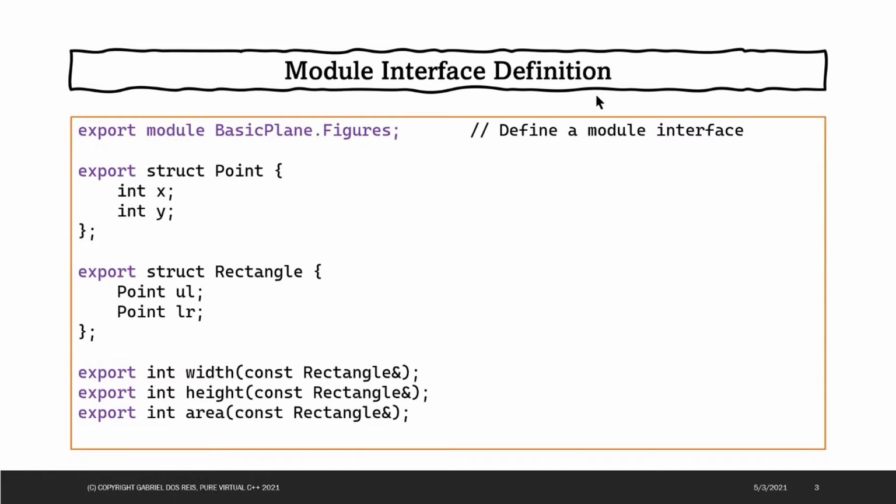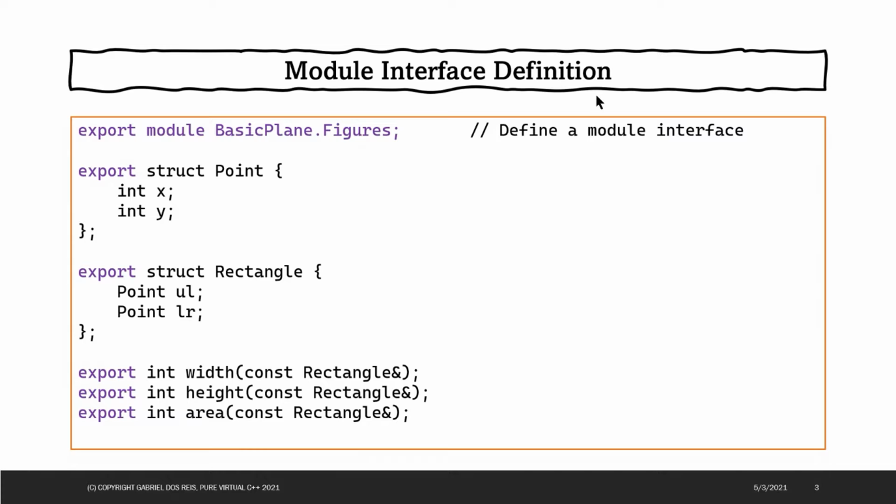Essentially, they're language constructs that allow you to clearly specify the interface of your components. So here, I have a basic component that gives you a rectangle. I call it module basic plane figures. You have a point, a rectangle, and then we have utility functions that give you the width, height, and area of a rectangle. So with modules, you can just specify directly what is needed for the consumer of your component. And this is it, simple.